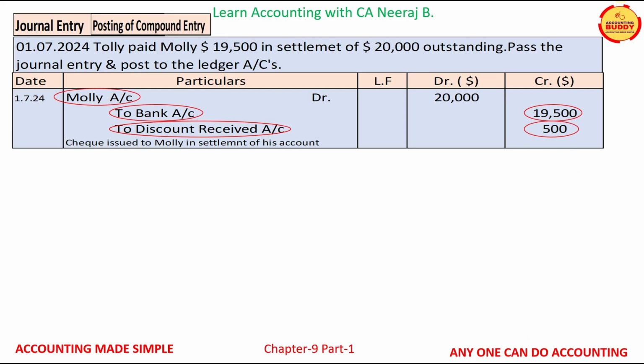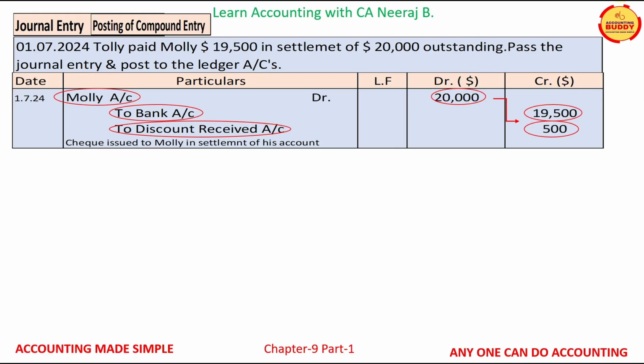Molly's account, being a creditor, is a liability account. As per the liability account rule, debit the liability account when it decreases. Therefore, Molly's account is debited with the amount of $20,000.